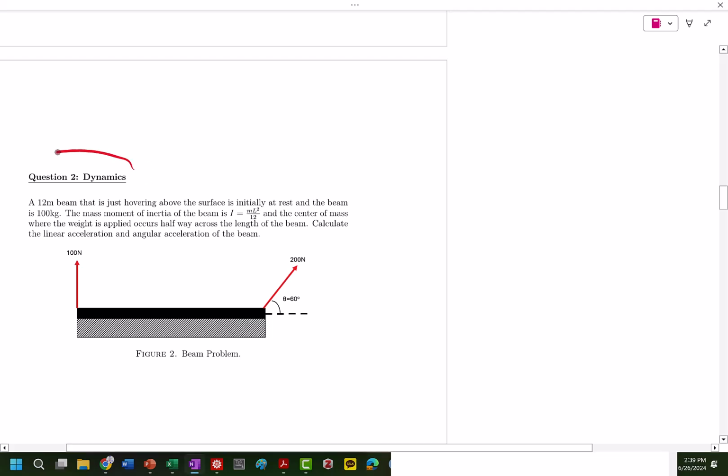All right, everyone, we are on to our second problem, which is all about dynamics. We have a 12-meter long beam, and we know that this beam has this moment of inertia, some IG, and we have a center of mass or centroid at G, which is basically half the length, so about 6 meters. The beam is 100 kilograms. Center of mass is where the weight is applied, so we have some weight as well. Calculate linear acceleration and angular acceleration of the beam.